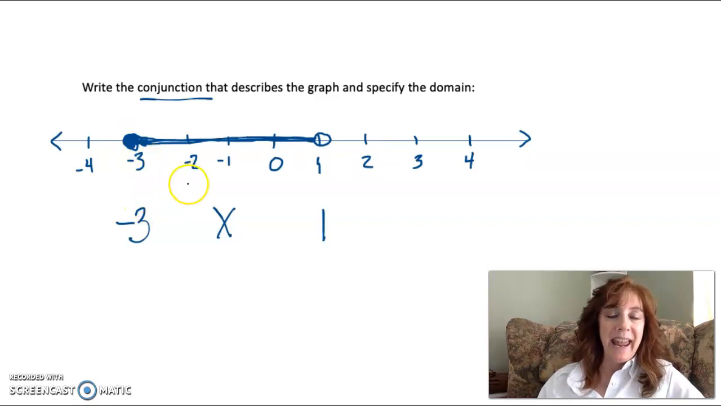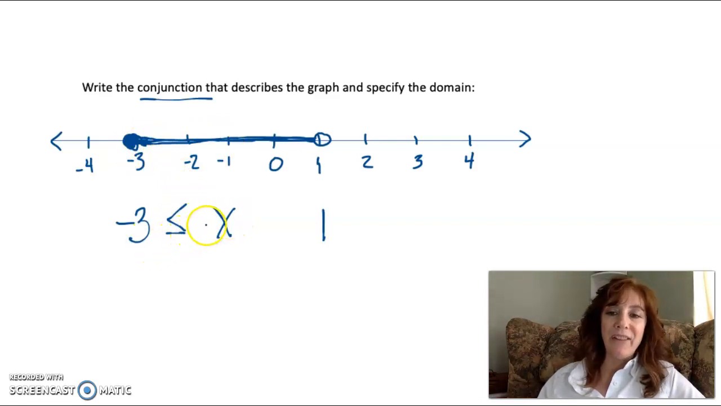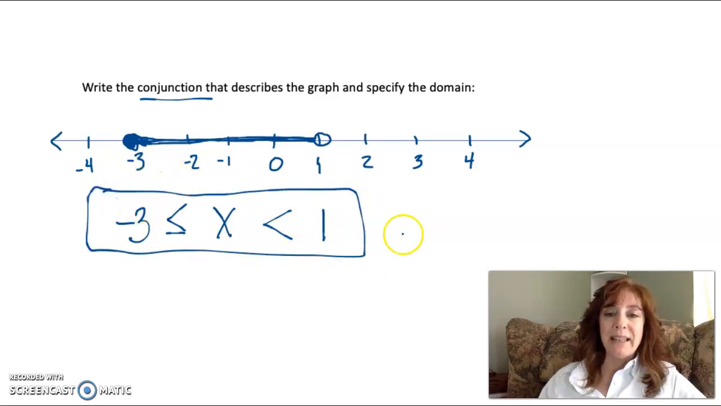That means that x can also be equal to -3, and x has to be everything above or greater than -3. If x is greater than -3, then the alligator mouth faces the x. But here I need x to be below or to the left of +1. If x needs to be less than +1, then the alligator mouth is not going to face the x, because it wants to eat the 1 that is greater. All right, now I have written the conjunction that represents this graph. That's all they're asking for.